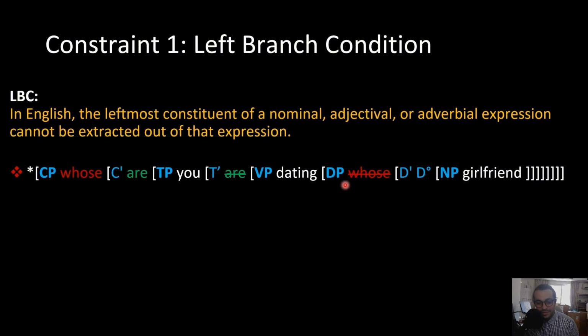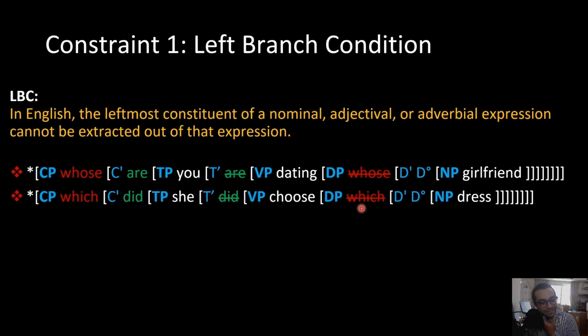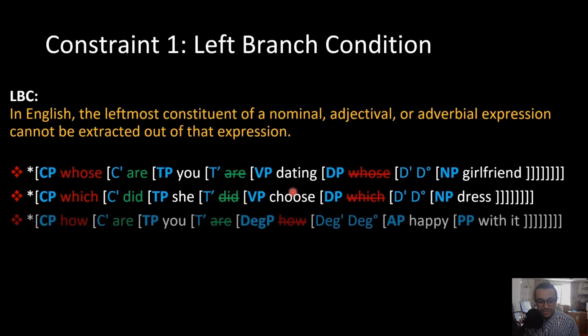Now, look at this sentence here. We have a nominal phrase here, whose girlfriend. So the leftmost constituent of this nominal phrase is whose, and we've extracted it to move and satisfy the WH feature. Because it is the leftmost constituent of a nominal phrase, this movement is not acceptable and the sentence yields an ungrammatical result. In the second example, we have pretty much the same thing. We have another DP here, and its leftmost element is the WH constituent, which we've moved to the CP. Again, the derivation crashes. It will not work.